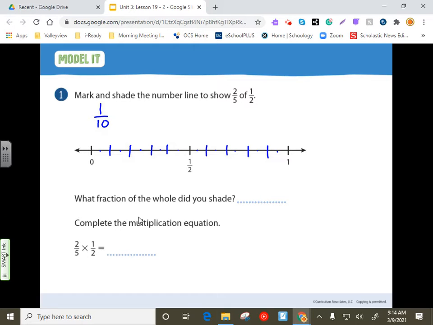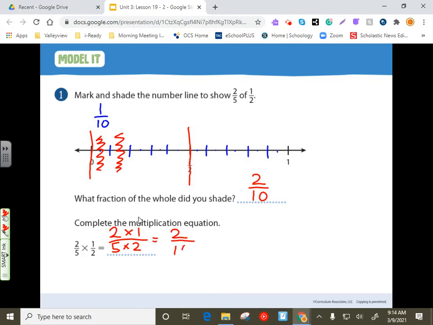So let's give them what they're asking for here. They want us to show 2/5 of 1/2. So here is our half, and it wants us to show 2/5. So that would be this one and that one. That's 2/5. And we can see, what fraction of the whole did you shade? Well, we actually did 2/10. We did 1/10 plus 1/10. And we can show that with multiplication. We can show 2/5 of 1/2 is 2 times 1 over 5 times 2. And that gives us the 2/10. Again, the model here is just to give us a visual of where we got those numbers from.